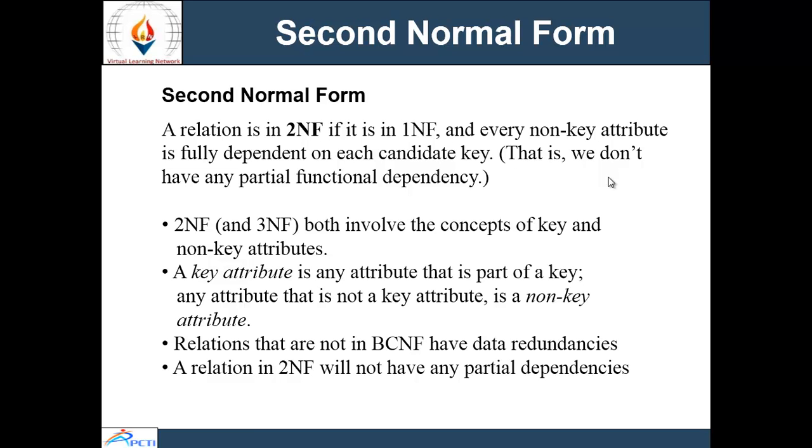For a table or a database to be in second normal form, we must remove the partial dependency from the table. Partial dependency exists if any column of the table depends only on a particular part of the concatenated primary key, not on the whole.